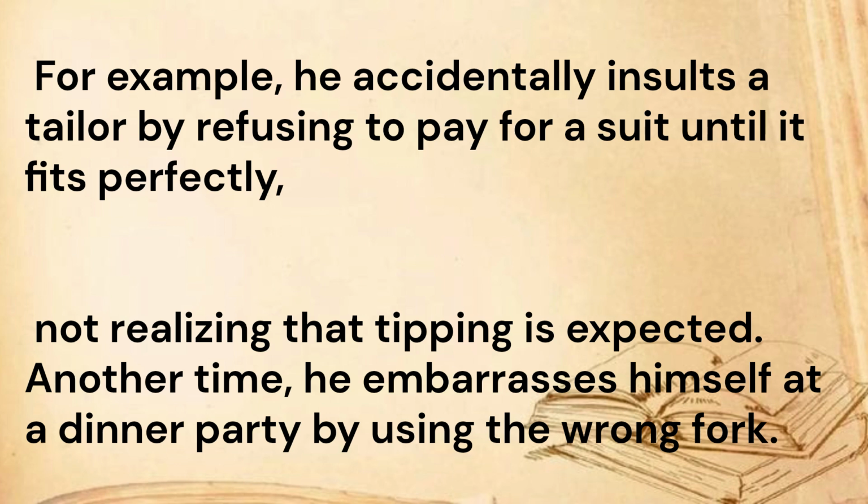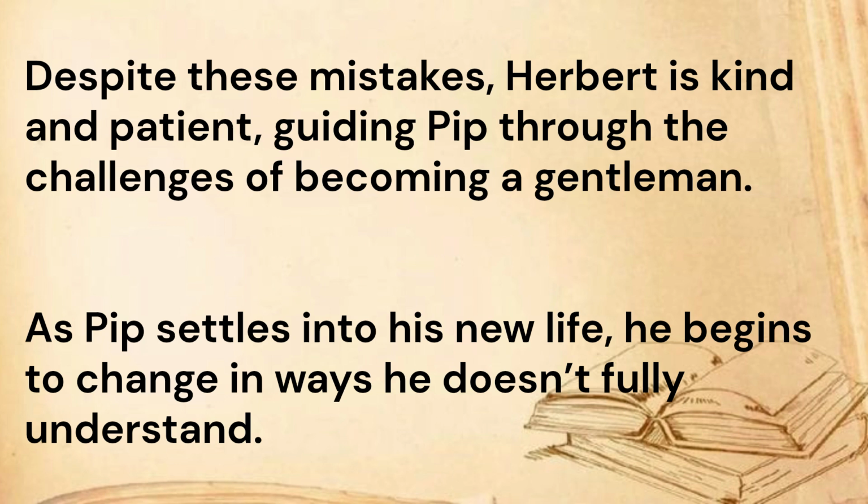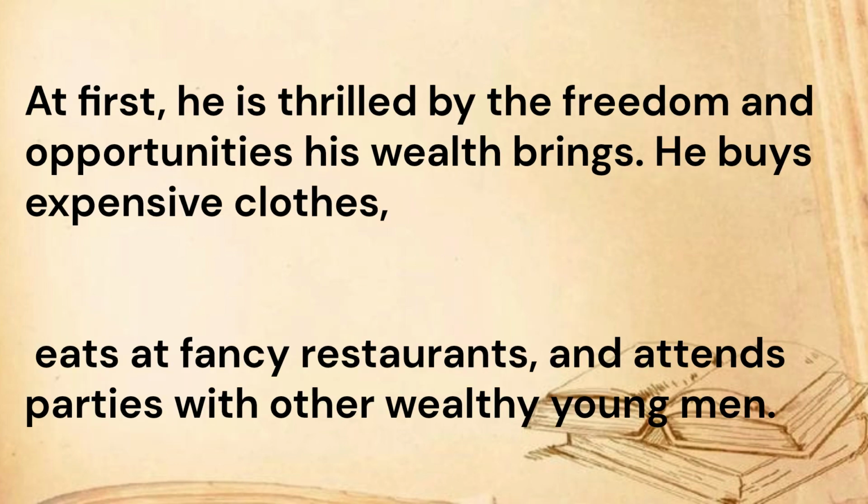Another time, he embarrasses himself at a dinner party by using the wrong fork. Despite these mistakes, Herbert is kind and patient, guiding Pip through the challenges of becoming a gentleman. As Pip settles into his new life, he begins to change in ways he doesn't fully understand. At first, he is thrilled by the freedom and opportunities his wealth brings. He buys expensive clothes, eats at fancy restaurants, and attends parties with other wealthy young men.